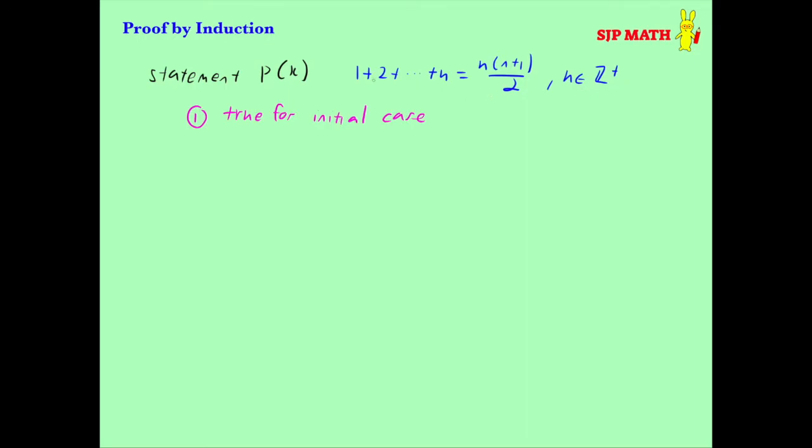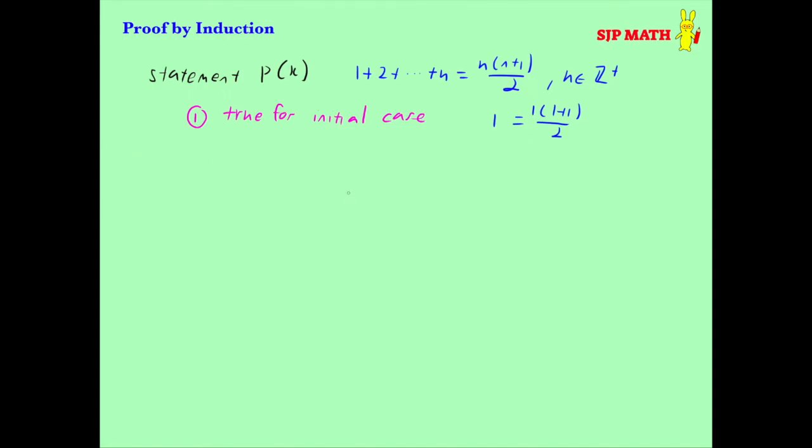So we just need to show that this holds for 1, which is simple because this side will be 1, and then this side would just be 1 times 1 plus 1 over 2, which is equal to 1. So we proved that it is true for the initial case. That's pretty simple. This is normally the simplest step.